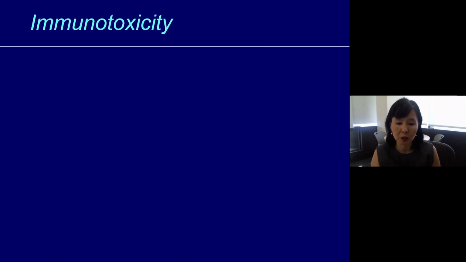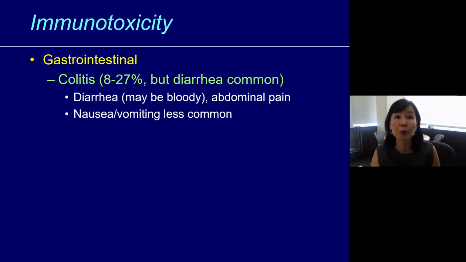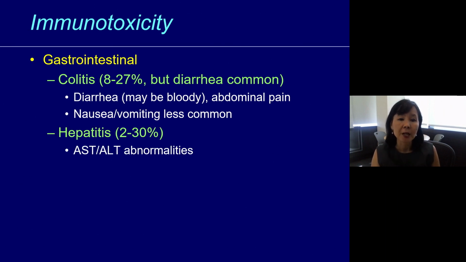So the most common one that we think about that ends up landing people in the hospital or needing treatment are gastrointestinal ones. And that most commonly is colitis. And it happens anywhere between 8 to 27% of the time. And the important thing to remember is diarrhea is really the most common gastrointestinal symptom when it comes to immunotoxicity colitis. Nausea and vomiting actually is not that common. It's really diarrhea and sometimes abdominal pain as well.